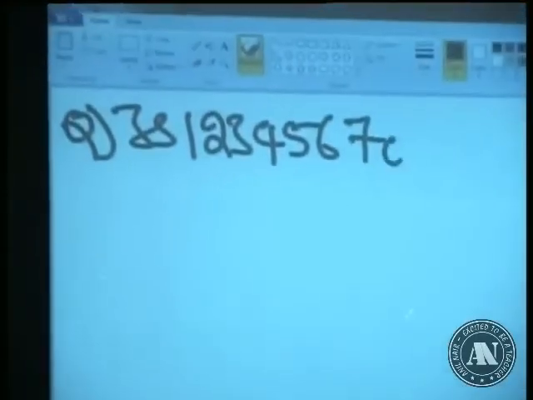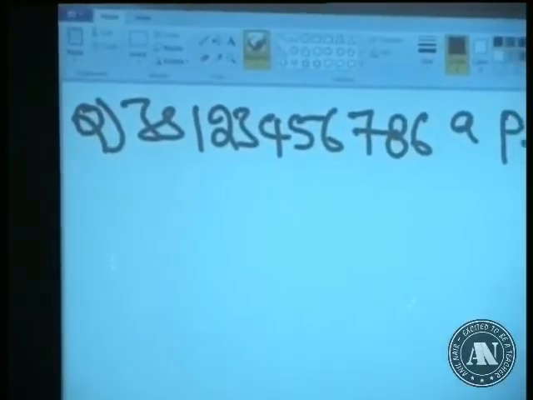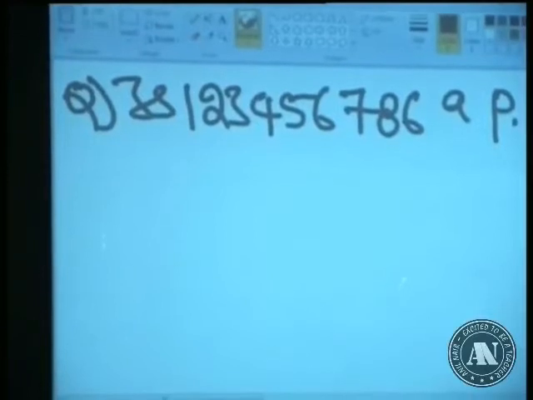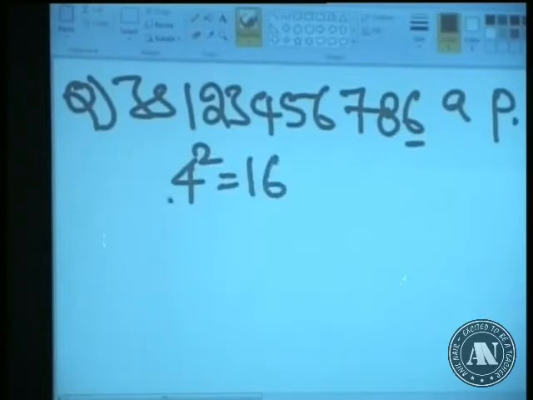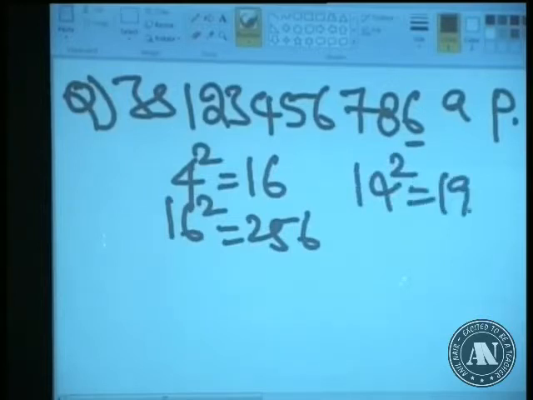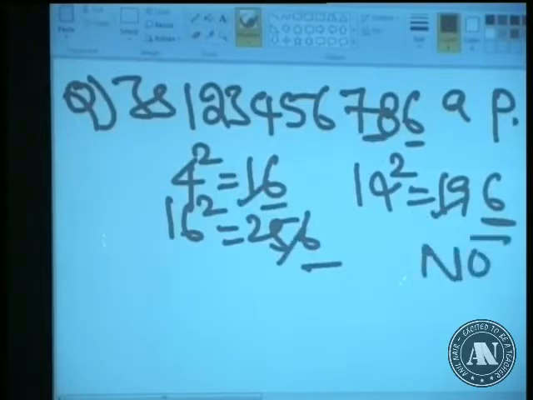Now, if I were to ask you one more question, please tell me the answer. 1, 2, 3, 4, 5, 6, 7, 8, 6. A perfect square. This number is ending with which digit? 6. What is the nature of a perfect square ending in 6? 4 square is 16. 16 square is 256. 14 square is 196. What did you understand from these three examples? Any perfect square ending with a 6, the tens digit has to be odd, but here it is even. Answer is no. Clear?